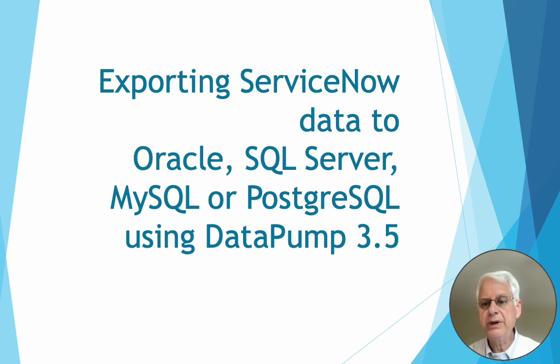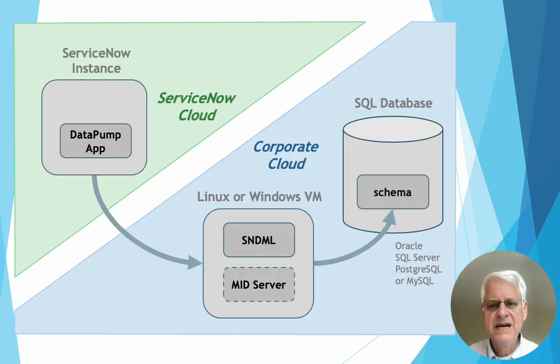There are some commercial products which will do this for you. The most popular one is SnowMirror, but today we're going to solve this problem using open source software that we will download from GitHub. We are going to use a product named SNDML, which stands for ServiceNow Data Mart Loader. The replication engine is written in Java, and the UI is a ServiceNow scoped app named DataPump that we will install in our instance. And in some cases, we may use a mid-server to help manage things.